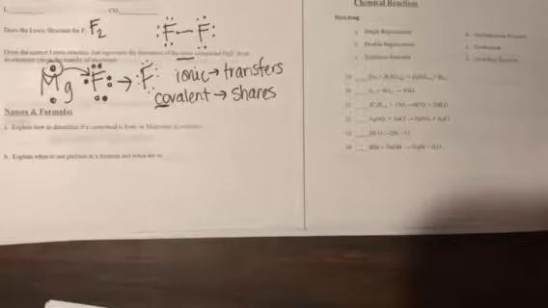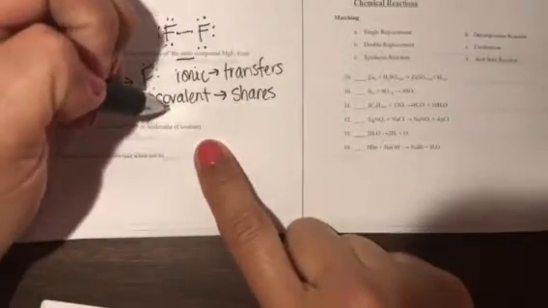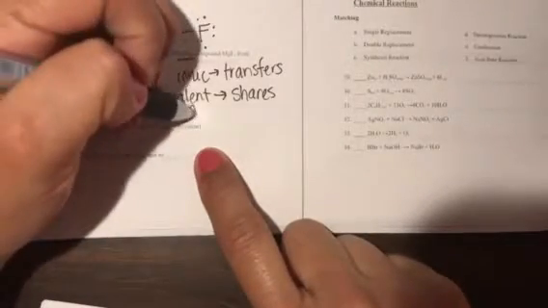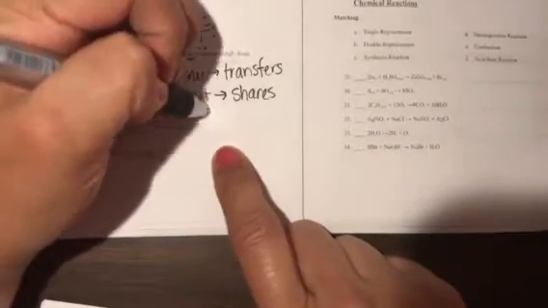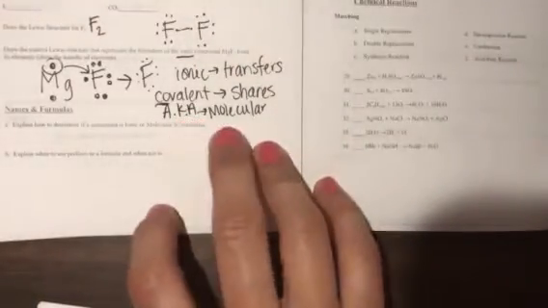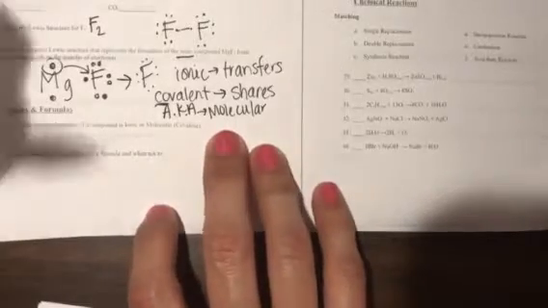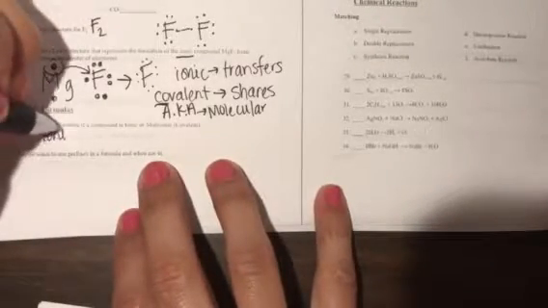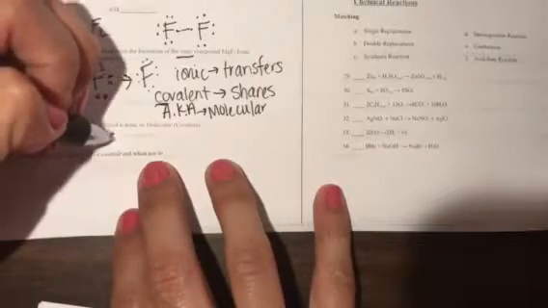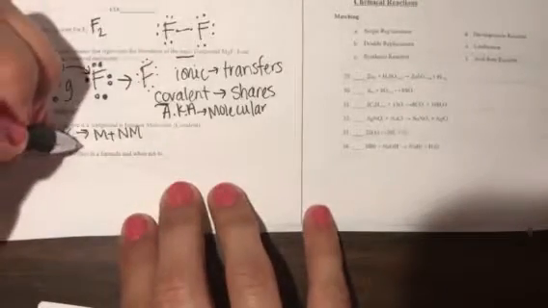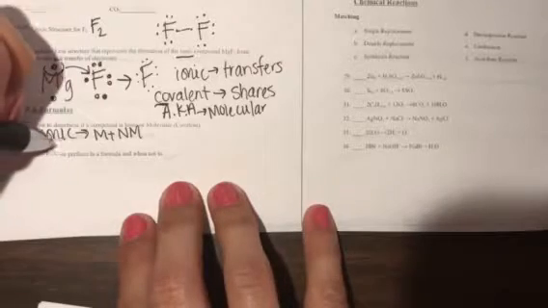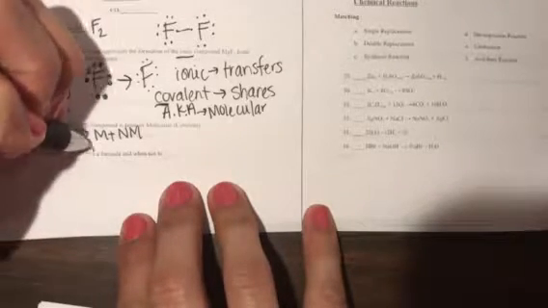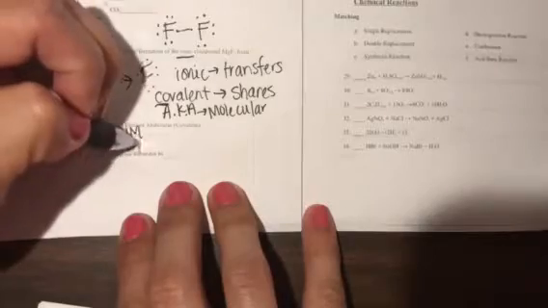Number 26. Explain how to determine if something is ionic or molecular. Covalent is also known as molecular. So that covalent and molecular mean the same things if it ever asks you. Ionic is going to be a metal plus a non-metal. Covalent is non-metal plus non-metal.